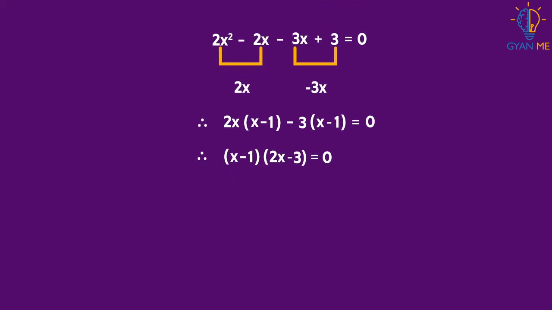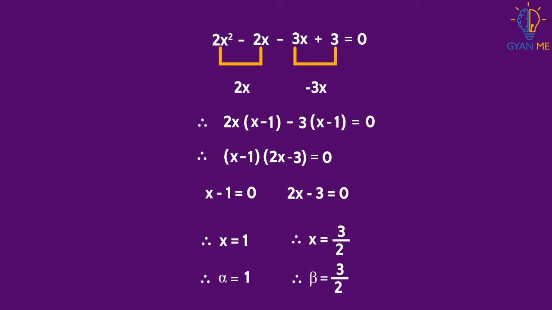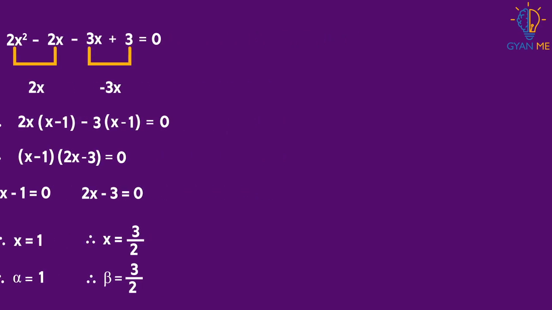Now to find zeros here, we equate each bracket to 0. Doing that, we see that the value of the variable in the first case is x equal to 1 and in the second case is x equal to 3 by 2. Here we shifted 3 to the other side, which is why it has become plus, and took 2, which is in multiplication with x, to the other side and it became the denominator. That is, it is now in division.